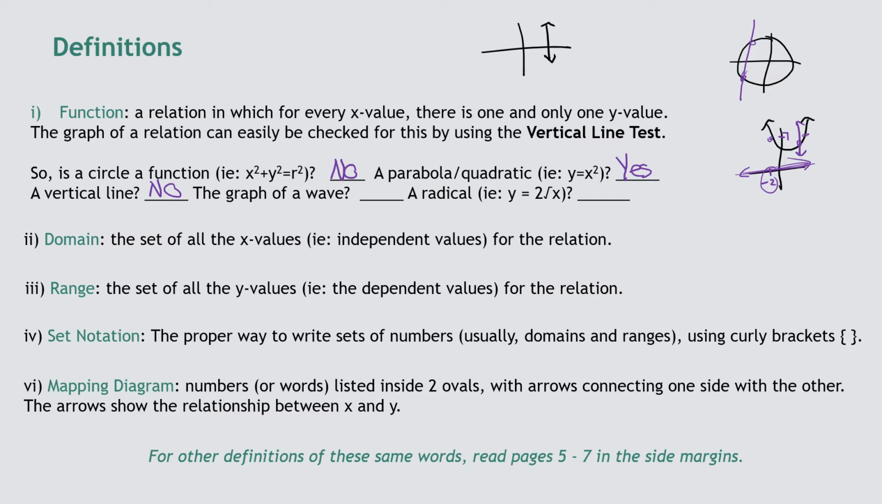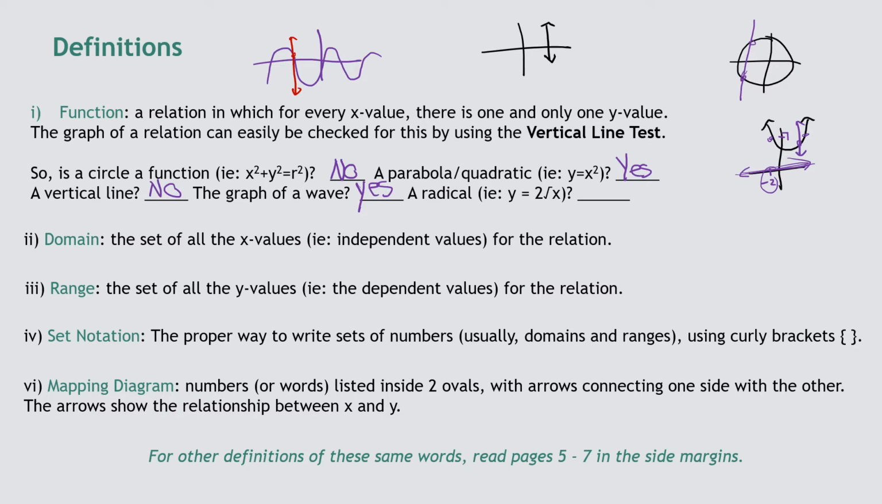What about the graph of a wave? And we will be graphing these later this year. So here's a wave. If I drew that properly and then I drew a vertical line, it should only ever cross once, no matter where I graph the vertical line. So the waves that we are going to do this year are functions.